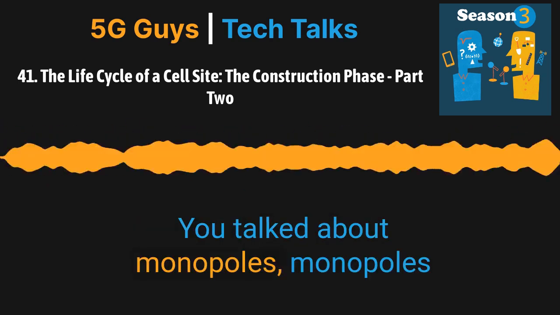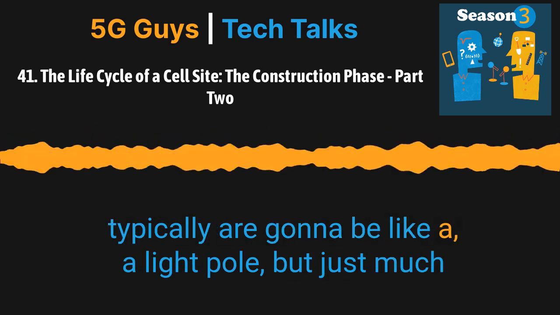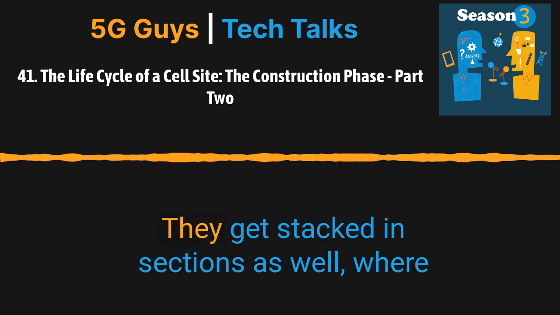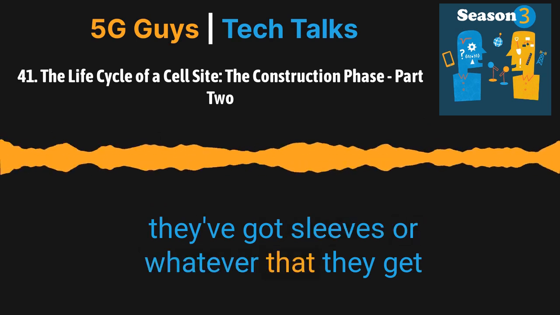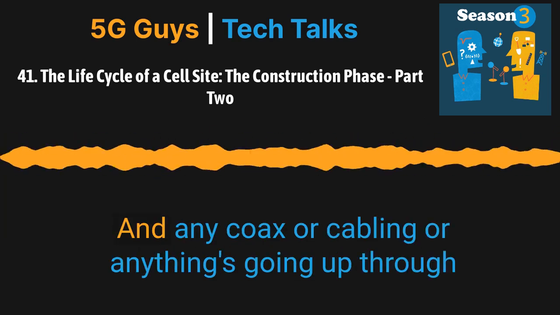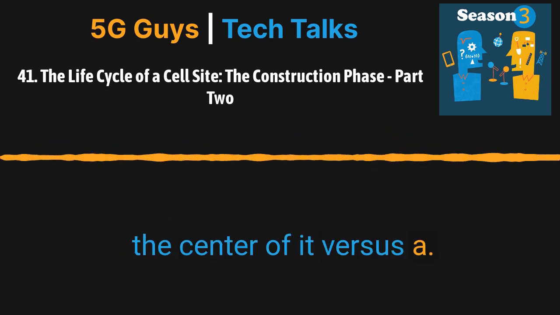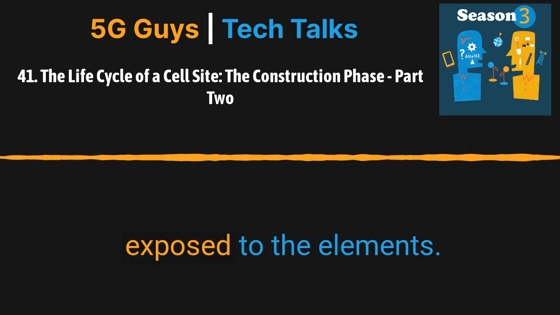You talked about monopoles. Monopoles typically are like a light pole, but much thicker, much more stout. Same thing, they get stacked in sections as well, with sleeves or whatever that get connected together as it gets taller, but it's a pole. And any coax or cabling is going up through the center of it, versus a self-support, where you would see that cabling exposed to the elements.